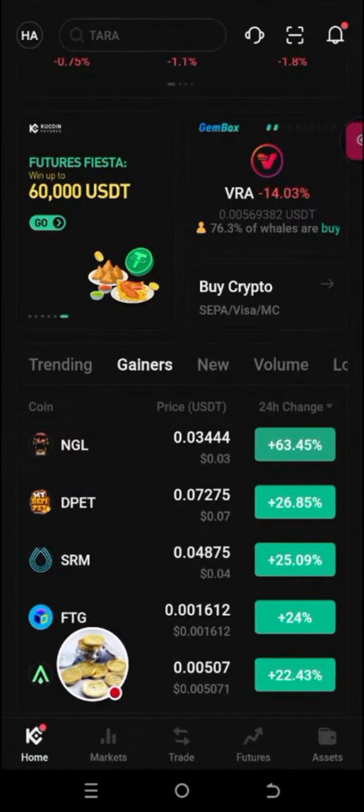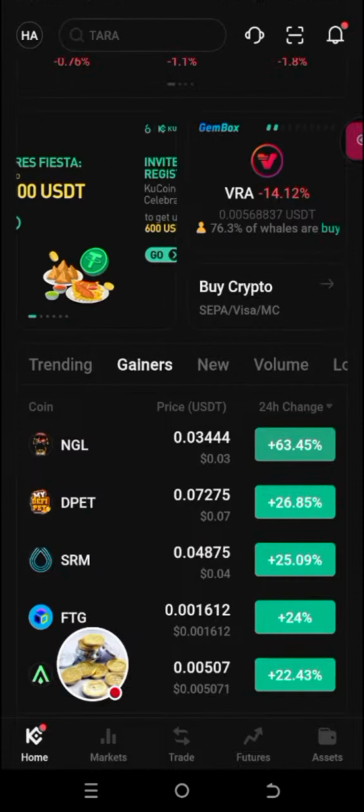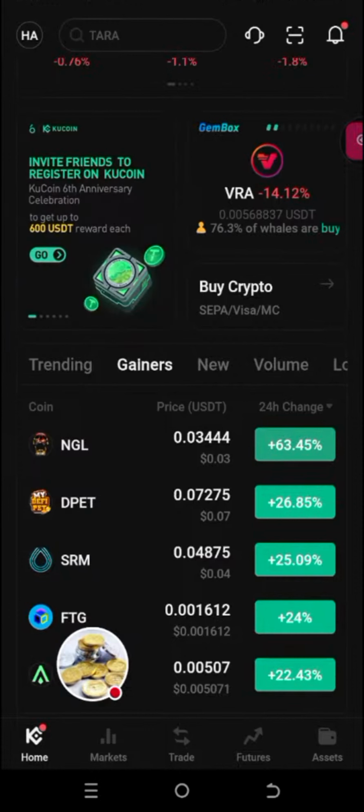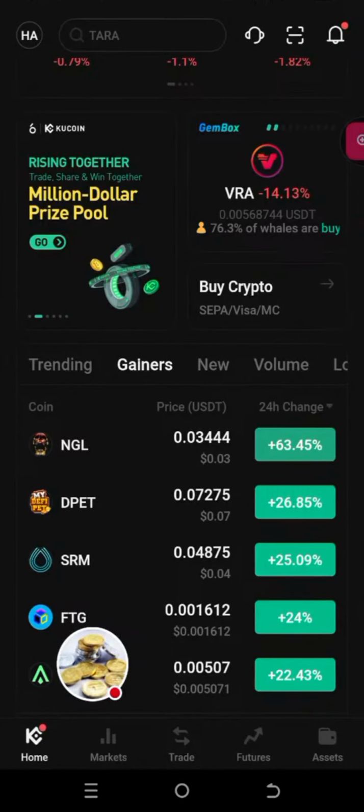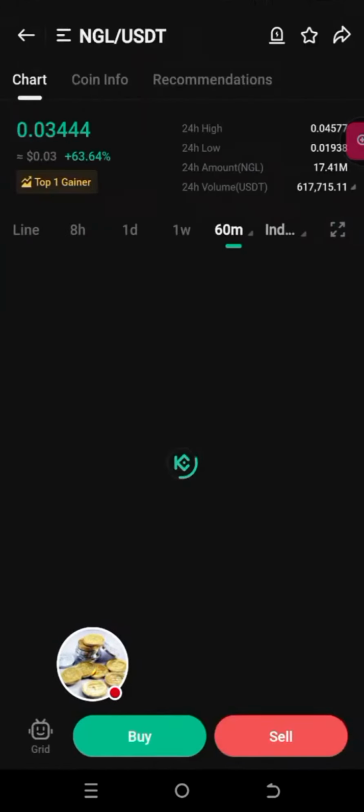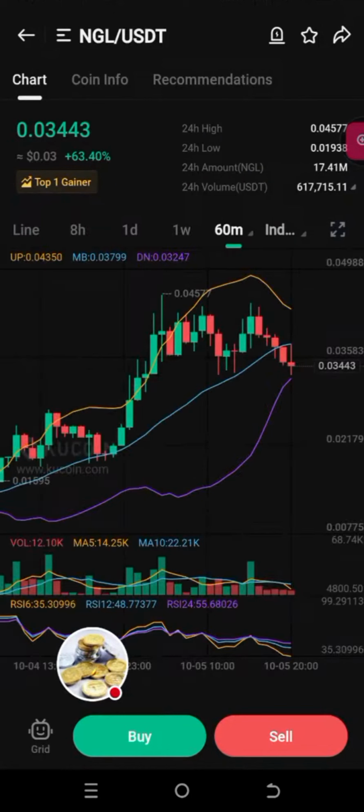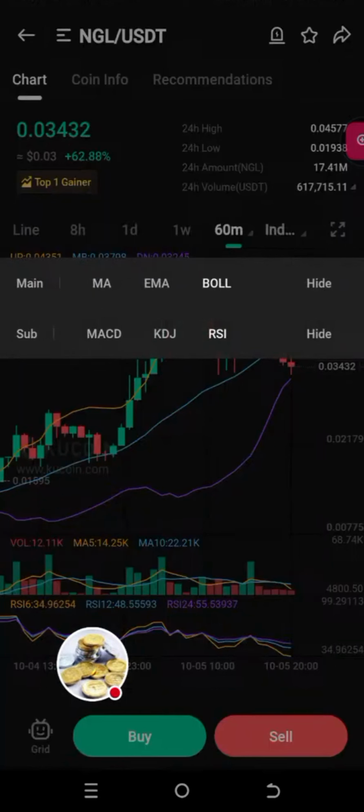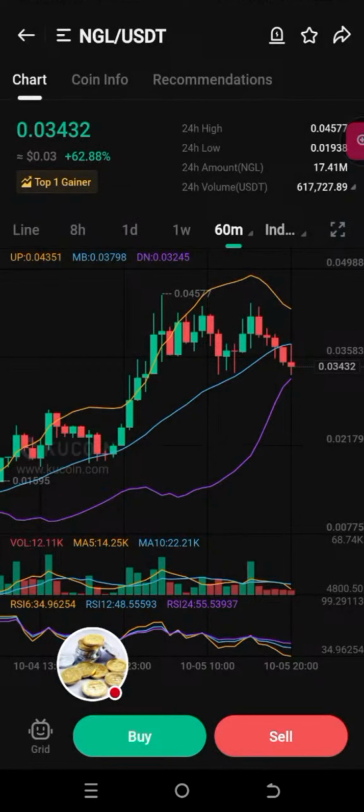All right, so here we have NGL, and it has 63%. It has risen that within the 24 hours change. So let's check what this is all about and see whether this is actually going to work. Now in Kucoin, we don't have parabolic SAR. You can see that these are the indicators. It has MA, EMA, Bollinger, and it has MACD, KDJ, and RSI. So I'm sticking with the ones I know. I can use Bollinger bands.